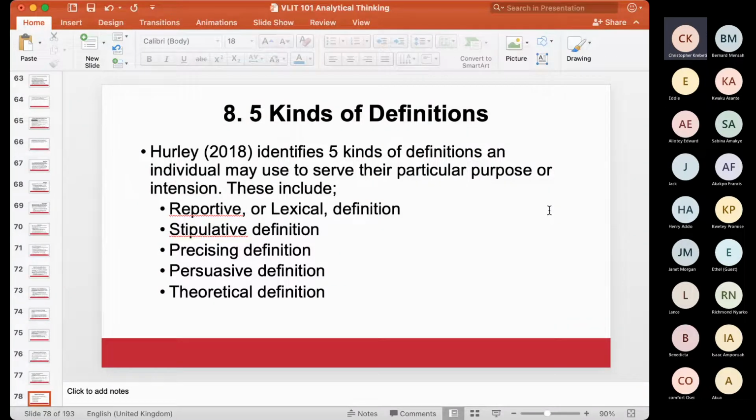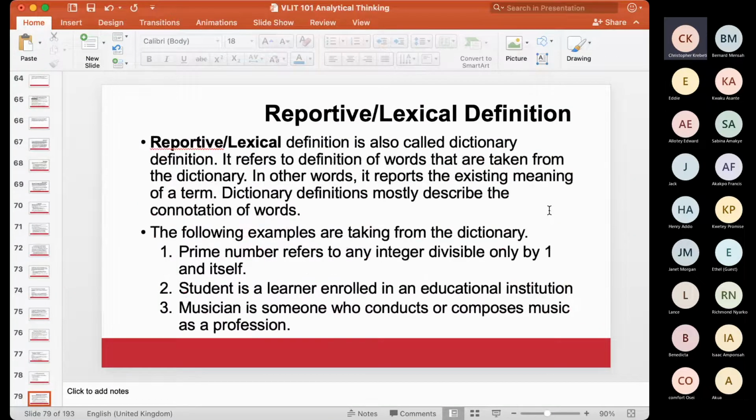The first one is the reportive. The reportive is also referred to as a lexical. They have to deal with what we call a dictionary definition. So anything dictionary, whether from an encyclopedia or from a specialist dictionary like an accounting dictionary. We have dictionaries for bankers, for accountants, for accounting, we have dictionaries for lawyers.